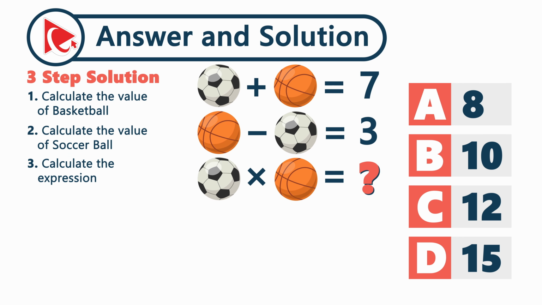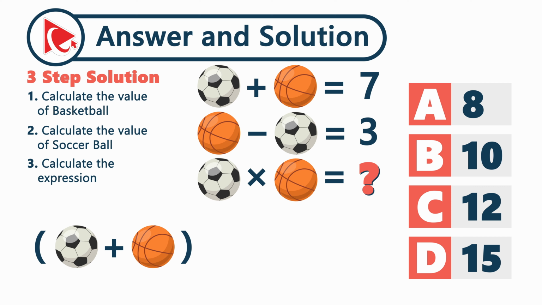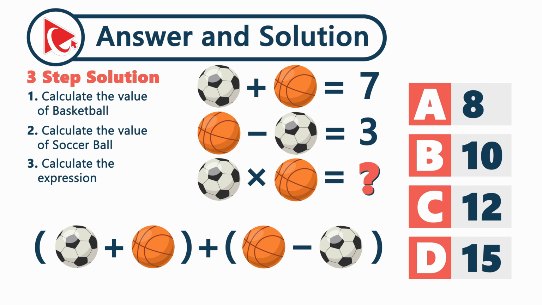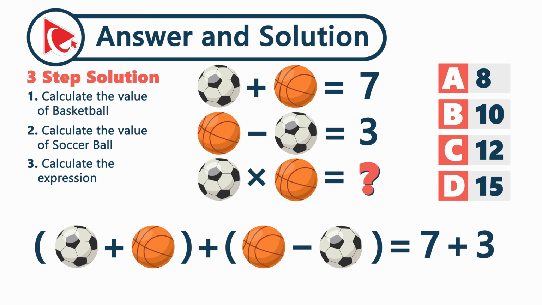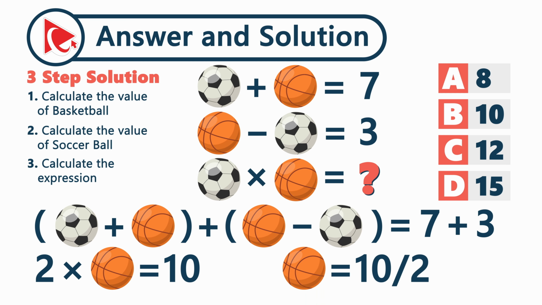First, let's join 2 equations together. (Soccer ball plus basketball) plus (basketball minus soccer ball) equals 7 plus 3. After we simplify, we learn that 2 basketballs equals 10. Which would mean that 1 basketball would equal 10 divided by 2 and would equal 5.